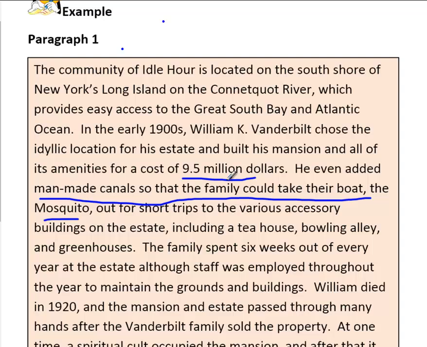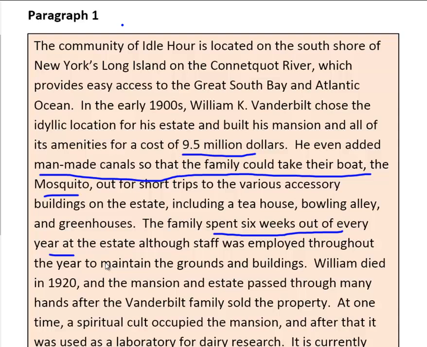Statement number 3 said that William K. Vanderbilt was a very wealthy man. Yes, definitely. That's a logical inference. Statement number 4 said that the Vanderbilts had another home. Now, my background knowledge tells me that wealthy people often have a main home and a vacation home or homes. The facts from the story tell me that the Vanderbilts only spent 6 weeks out of every year at the estate. So I'm assuming that they lived in another home for the majority of the year. So it's a logical inference to assume that the Vanderbilts had another home.